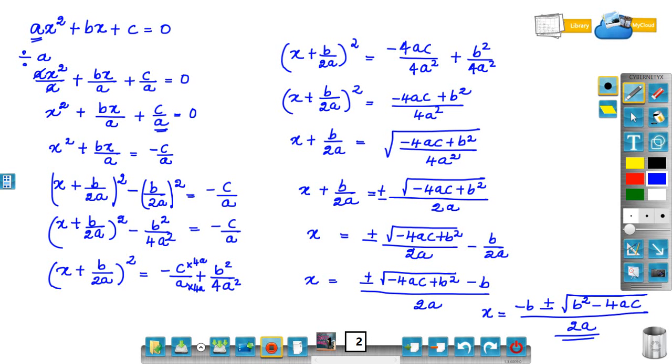This is called the quadratic formula. X is equal to minus b plus or minus square root of b square minus 4ac divided by 2a. This can be used to find the value of x for any quadratic equation which is of the form ax square plus bx plus c is equal to 0. So, remember this formula to solve quadratic equations. X is equal to minus b plus or minus square root of b square minus 4ac divided by 2a.